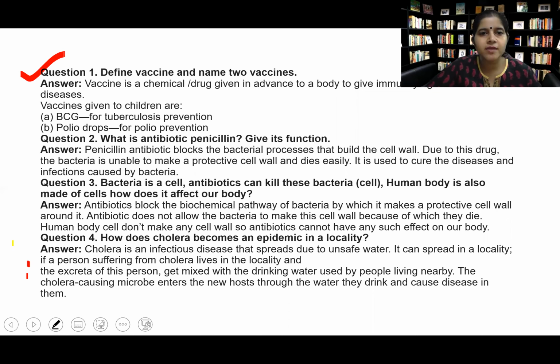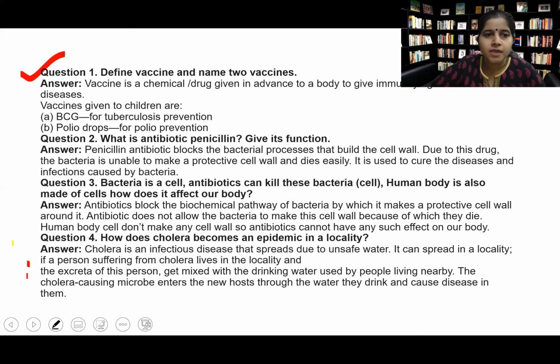Second is, what is antibiotic penicillin? Antibiotic penicillin and give its function. Penicillin is an antibiotic that blocks the bacterial process that builds the cell wall. Due to this drug, the bacteria are unable to make a protective cell wall and die easily, so it is used to cure diseases and infections caused by bacteria. It is an antibiotic discovered by Alexander Fleming.